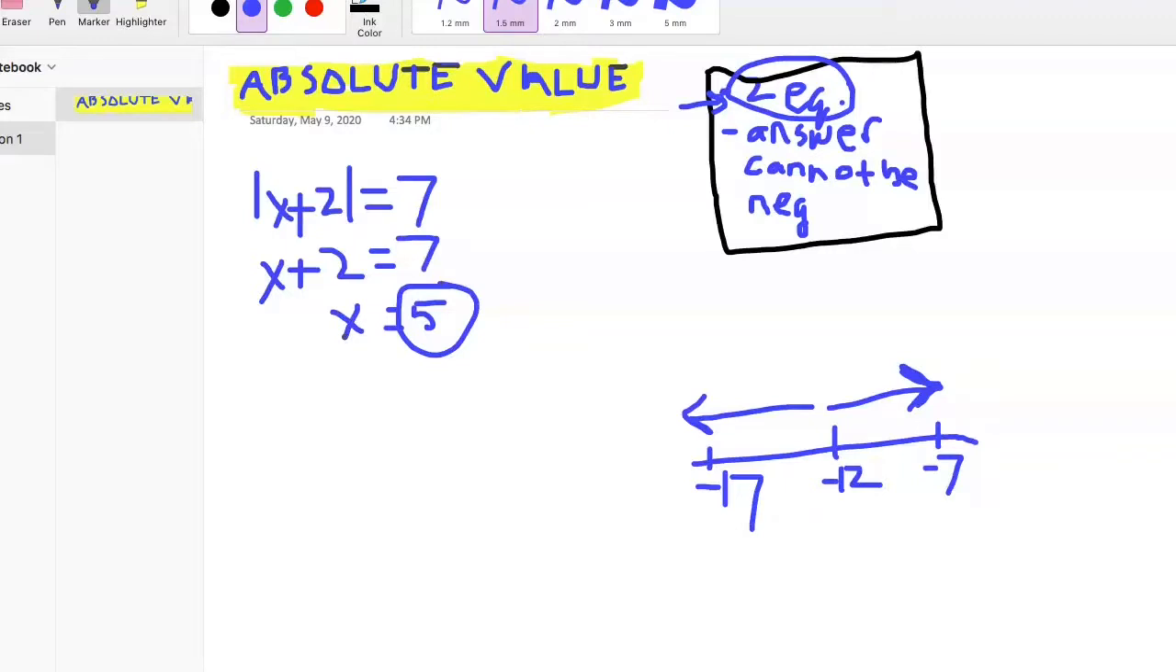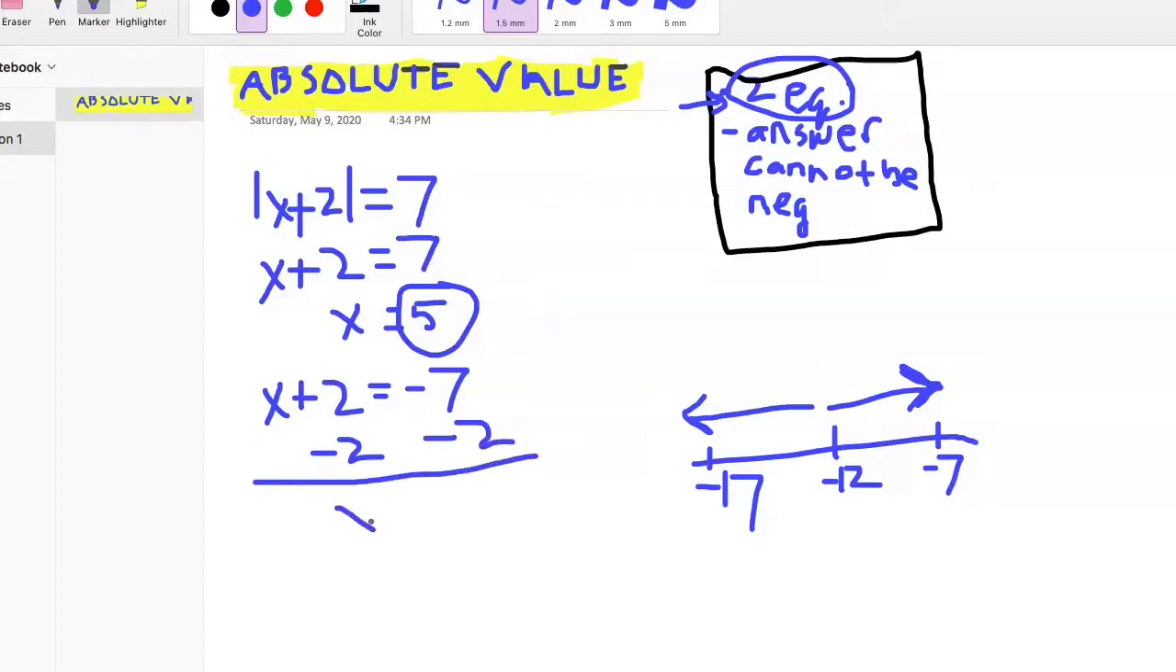X equals 5. Okay, and if we want to get the other answer, which we need, again, we just have our x plus 2, right? Same thing that was inside the absolute value, but we just took the absolute value away, and it equals negative this time. So negative 7, right? Subtract 2 from both sides, gotta get x by itself. And then making sure we know how to subtract negatives. So negative 7 minus 2 is not negative 5, but is negative 9, right?